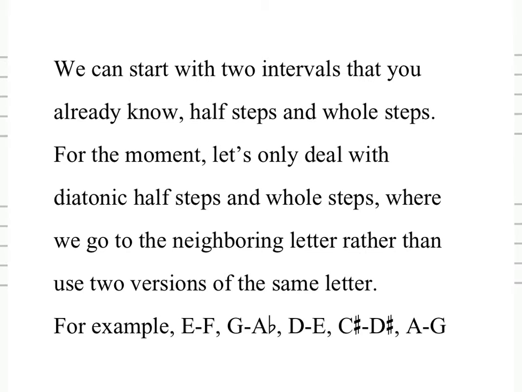Those are the ones where we get a neighboring letter rather than two versions of the same letter. I gave you examples here: E to F, G to A flat, as opposed to G to G sharp, which was a chromatic half step. D to E, that's a whole step. C sharp to D sharp is a whole step, and so is A down to G. That's a whole step as well.